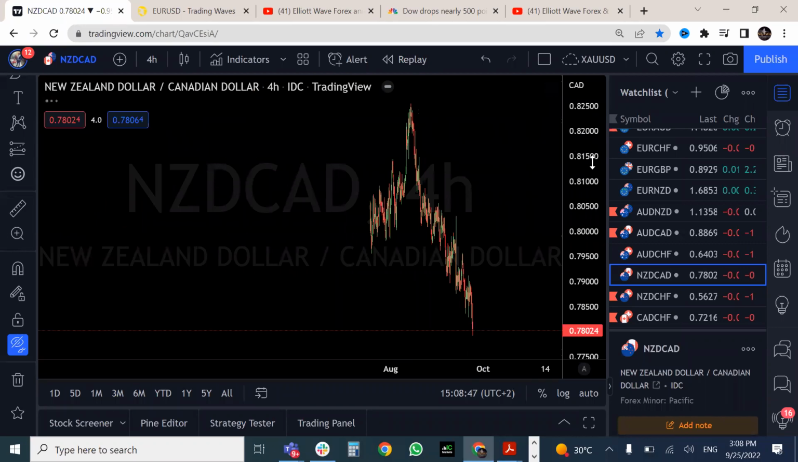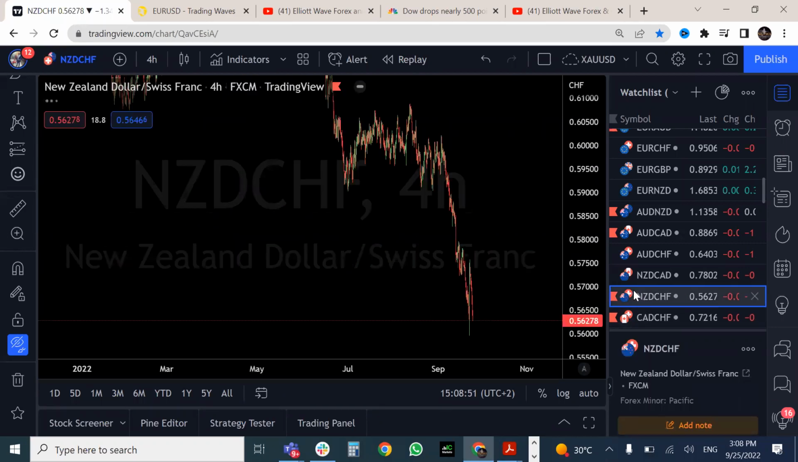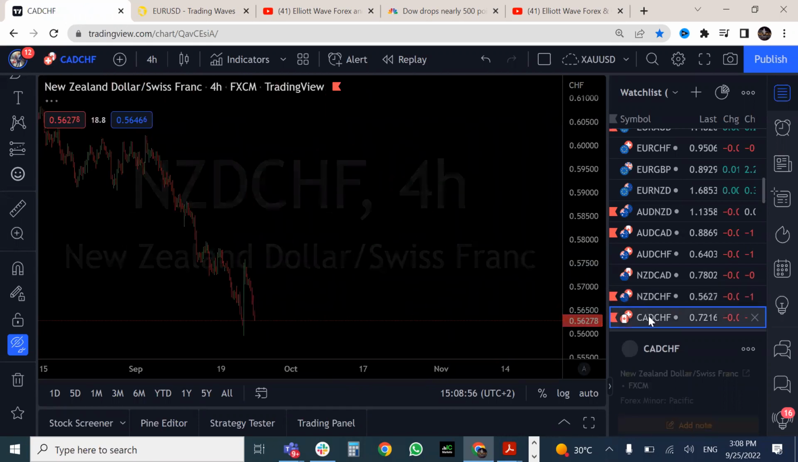New Zealand CAD, nothing new there. As you can see, it's just a pulsing move to the downside. No new opportunity. Short squeeze with New Zealand CHF as well. So no new opportunity there until you get a pullback.